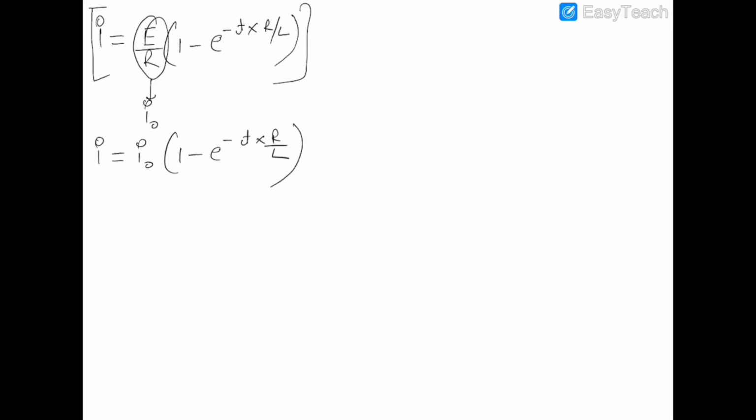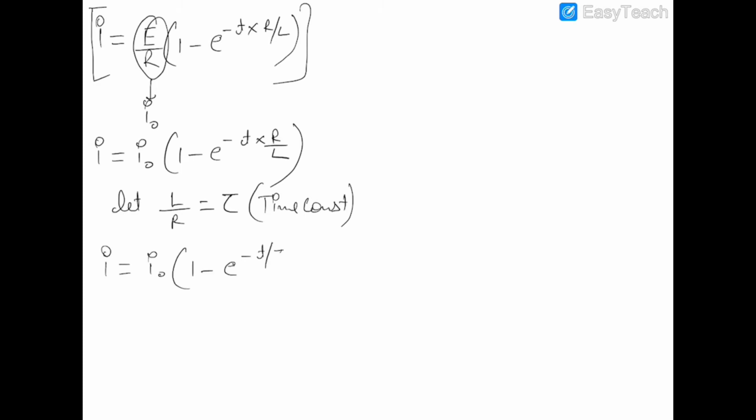And let us suppose L upon R is some constant tau. I'll tell you that this tau is also called the time constant, but I will tell its significance in the later part. So I is equal to I naught into (1 minus e to the power minus t upon tau). So this is the refined equation, which is also called the Helmholtz equation.